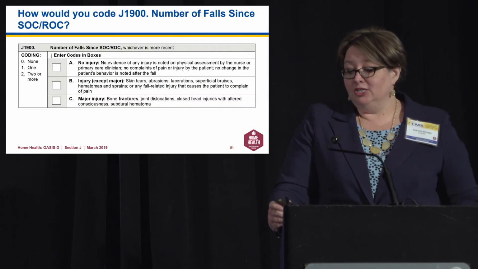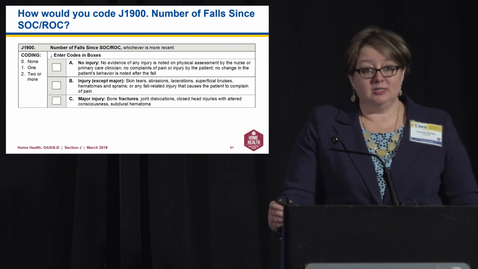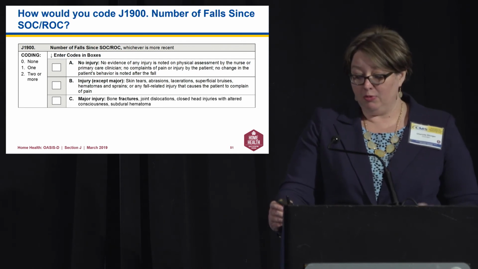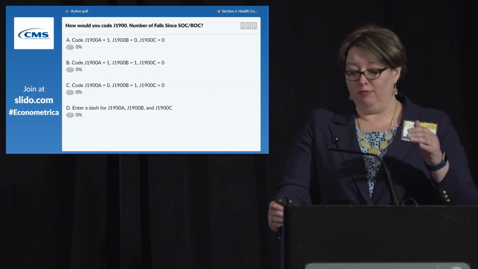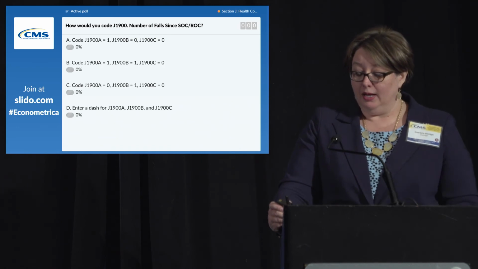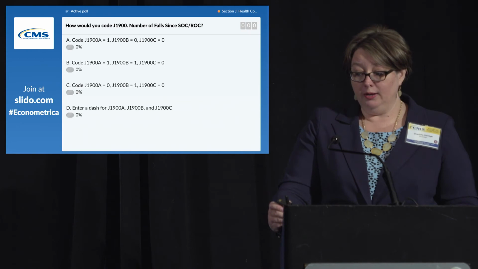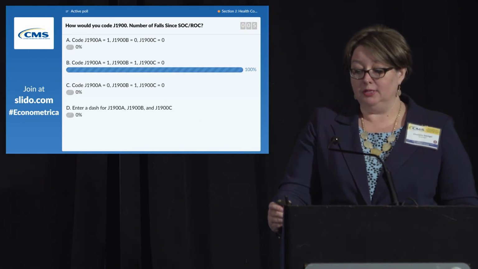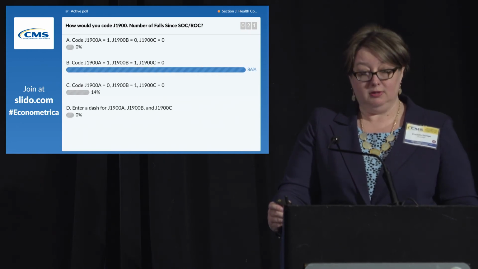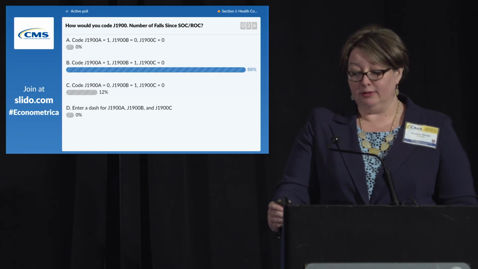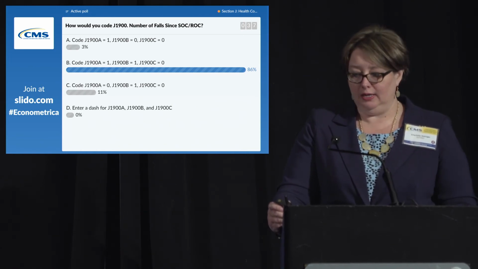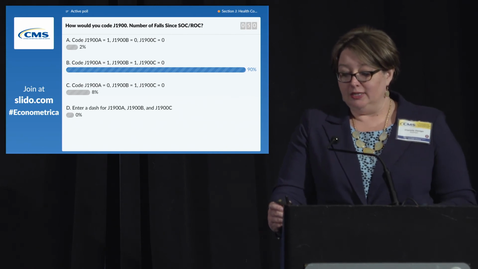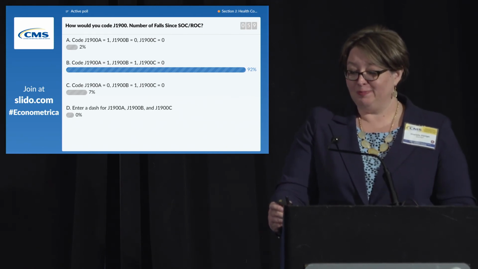Okay, so let's go into J1900, the number of falls since start of care, resumption of care, for this scenario. Remember, you're going to be entering an answer for A, B, and C. Would you code this as A1, B0, C0? Or is it A1, B1, C0? Or is it A0, B1, C0? Or would it be a dash for A, B, and C? And I see there are a few different responses coming in.